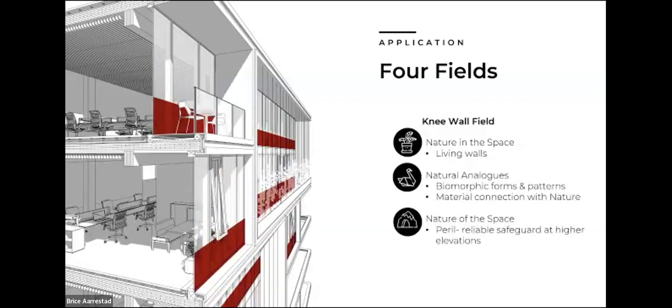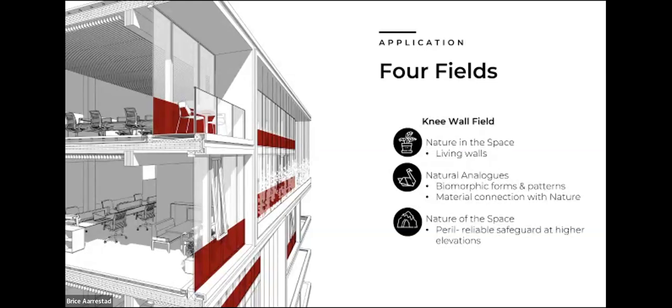In the knee wall field, this is a good space if you're looking to do living walls, to do nature in the space, like literally nature in the space. Natural analogs could be, again, biomorphic forms and patterns, but it could also be a material connection with nature, using a natural material with minimal processing.